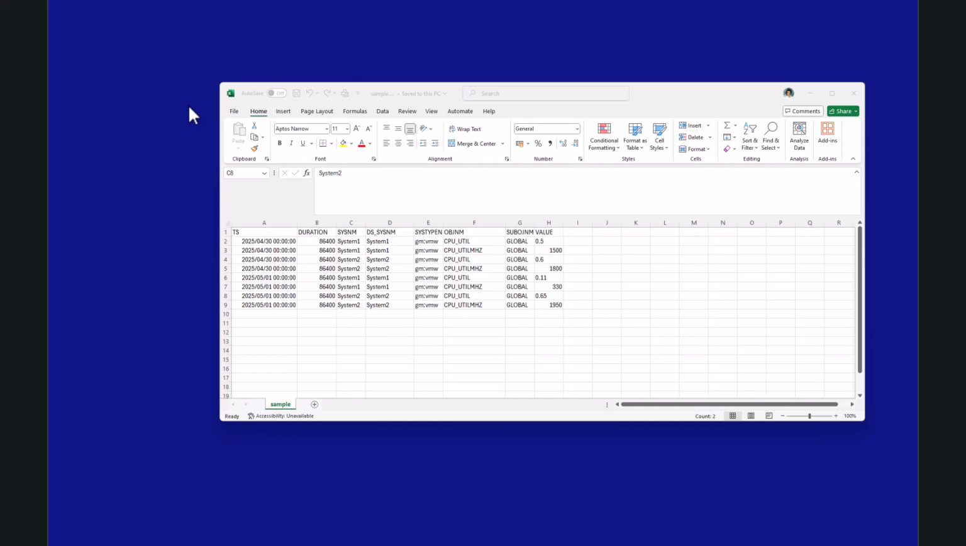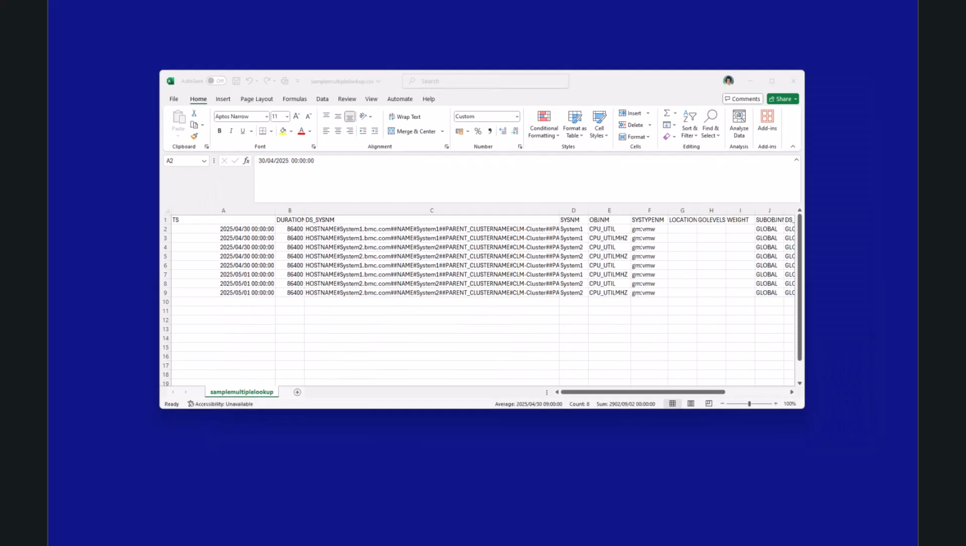Systype name represents the system type, so these are VMware virtual machines. Obj name represents the name of the metric, so we are loading CPU util and CPU util megahertz samples. They are global subobjects because these are standard metrics, not by metrics, and the value. So 0.5 represents 50%, 0.6 represents 60%, while 1500 represents 1.5 gigahertz of CPU utilization. So this is the sample file we can try to load.